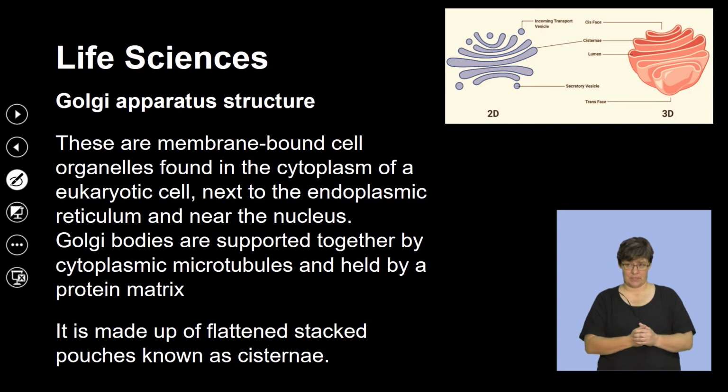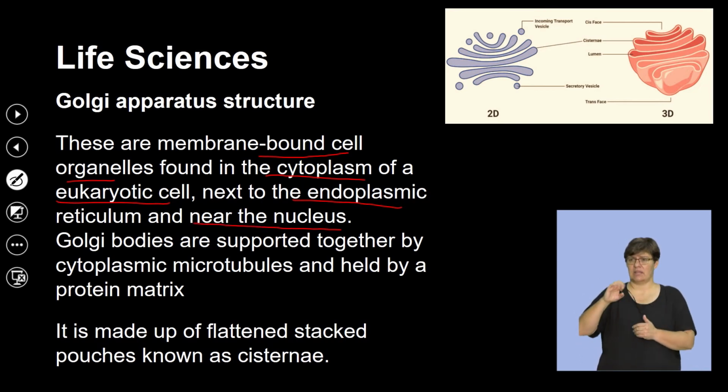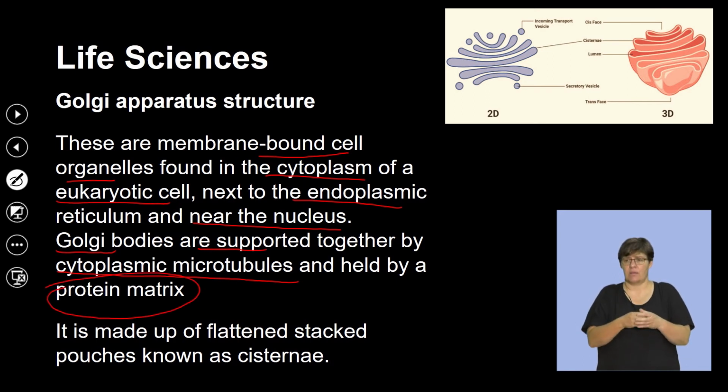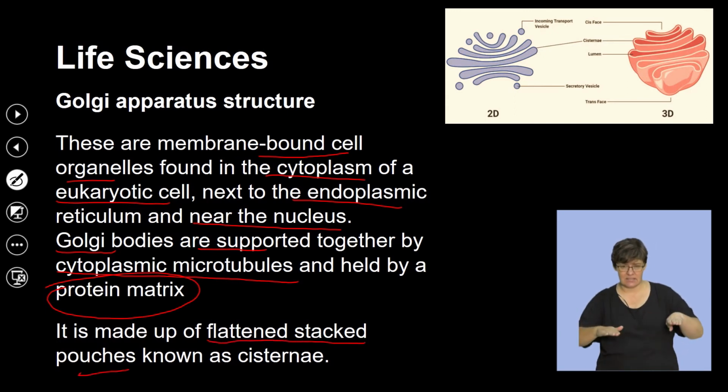So these are membrane-bound cell organelles. They're found in the cytoplasm of eukaryotic cells, again much more complex cells, and they're often very close to the endoplasmic reticulum and near the nucleus. So this connects the nucleus and the endoplasmic reticulum, which coordinate the packaging and production of important enzymes and proteins. The Golgi bodies are supported together by the cytoplasmic microtubules, which keep them held in position in the protein matrix. It is made up of a flattened stack of pouches known as the cisternae.